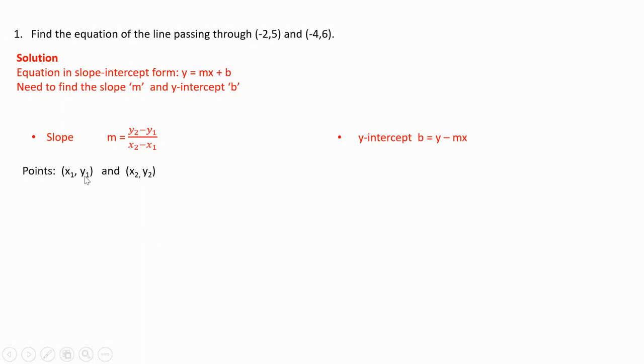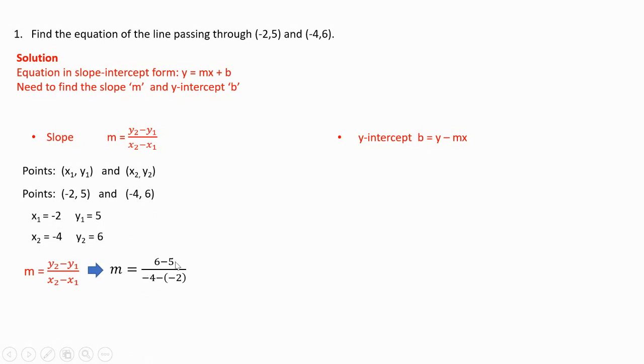Okay, the points x1 and y1 and x2 and y2, so I'm going to match them with the given points. So my x1 is negative 2, my x2 is negative 4. My y1 is 5, and my y2 is 6. So all we do is plug them into the formula. So we get 6 minus 5 over negative 4 minus negative 2. So this becomes negative 1/2. So my slope is negative 1/2.